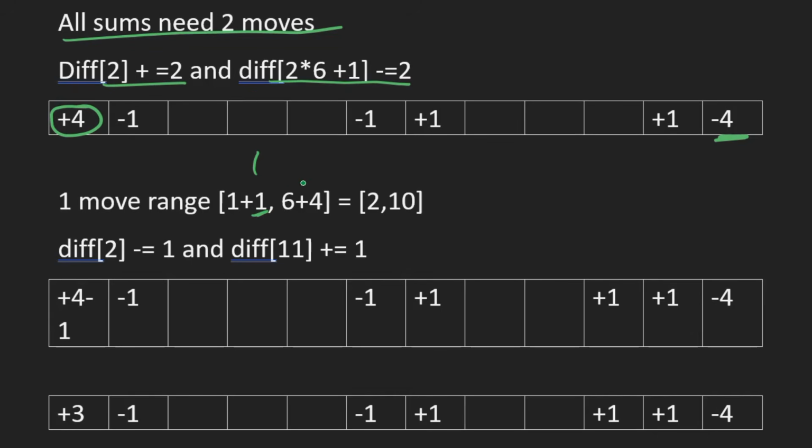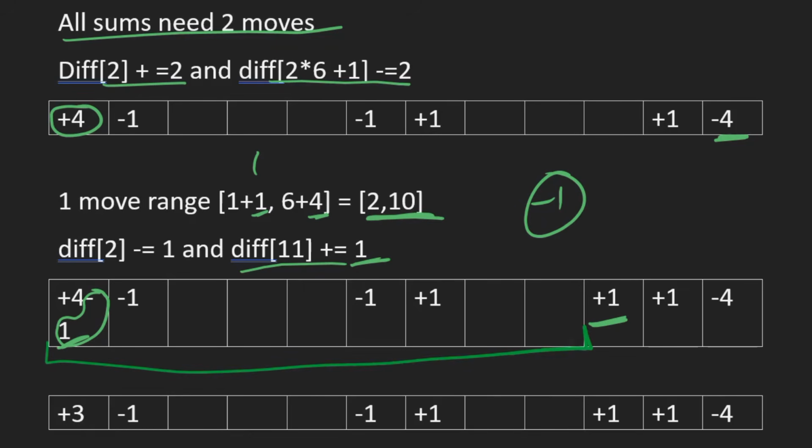Minimum of 1 comma 4 is 1, and then limit plus maximum is 4. So our limit is 2 to 10. What we do is we put minus 1 at 2, and we again put plus 1 at 11, because our range for minus 1 will be from 2 to 10 only.